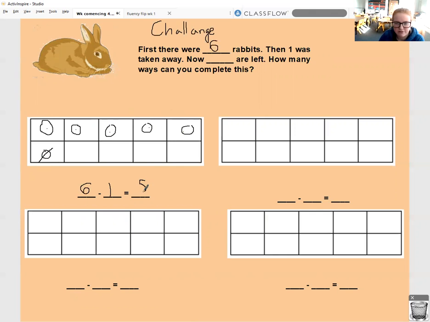I have 5 left. So this time I'm going to start with 4 bunnies. 1, 2, 3, 4. Then 1 is taken away. How many have I got left? I started with 4, 1 is taken away. How many have I got left? 1, 2, 3. I have 3 left.